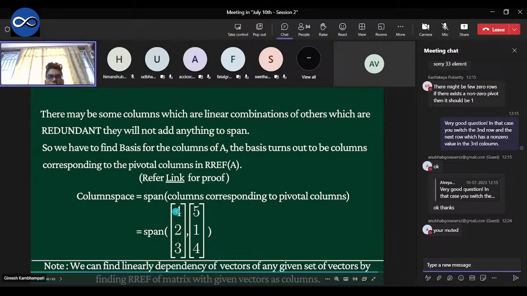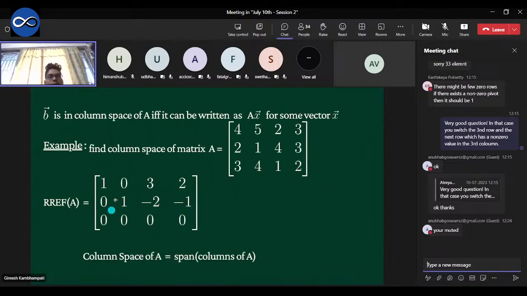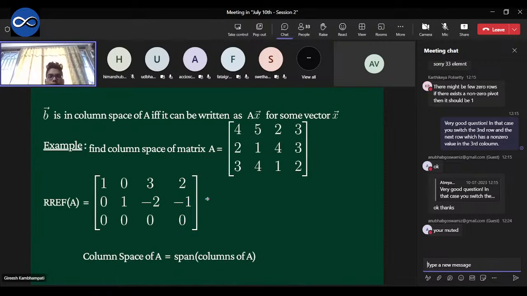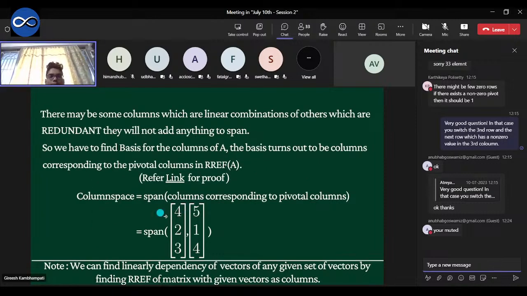Now, in this matrix in RREF, the pivotal columns are the first and second columns. So the columns corresponding to pivotal columns in RREF are the first and second columns: (4, 2, 3) and (5, 1, 4). By corresponding, I mean here the first column is pivotal, so the first column in A should be in the basis of the column space of A. (4, 2, 3) and (5, 1, 4) are the first and second columns of the given matrix. So (4, 2, 3) and (5, 1, 4) will form a basis for the column space.